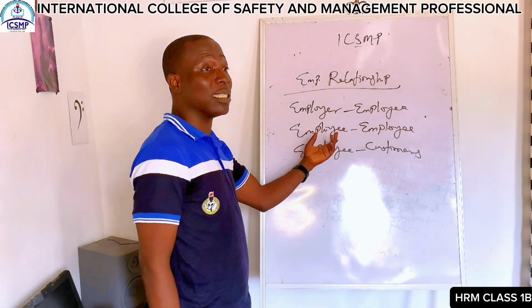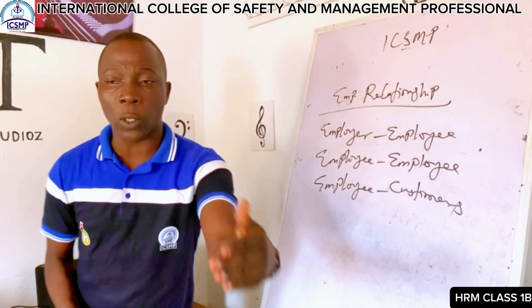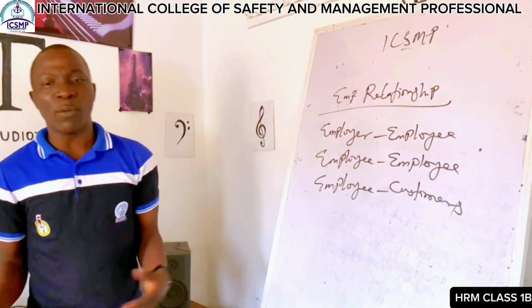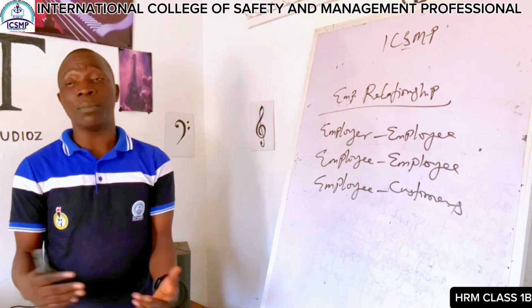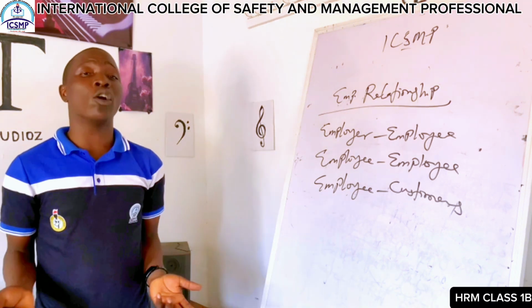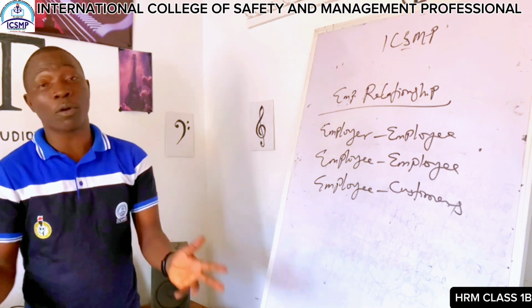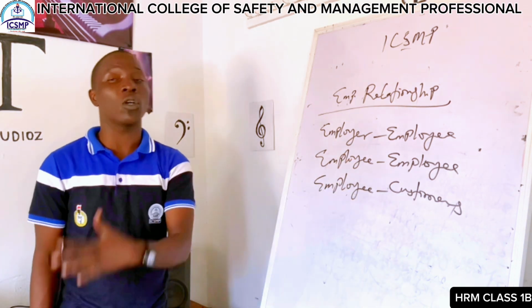Now, the second aspect is the employee-employee relationship. That is the relationship between employee A and employee B. There must be a good working relationship, because if A is answerable to B in a department and there is no cordial relationship between them, then you should be sure there will be a deficit in productivity and there will be problems. So employee relationship is also very important.